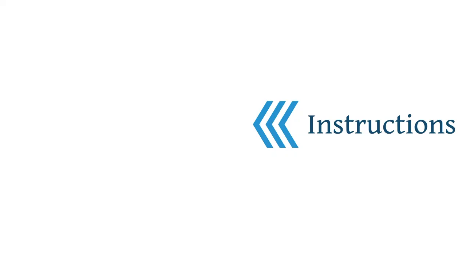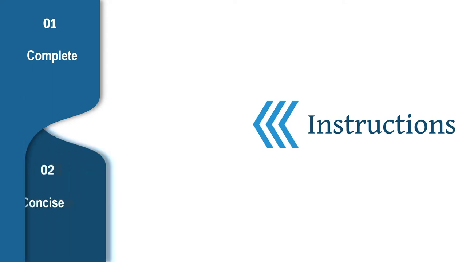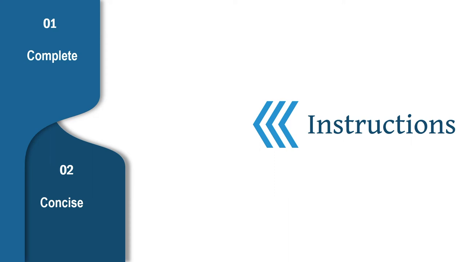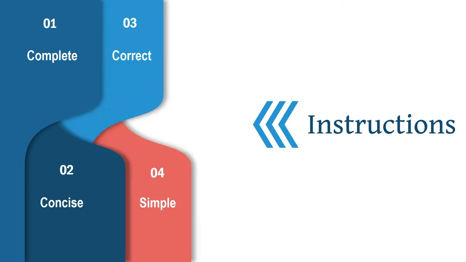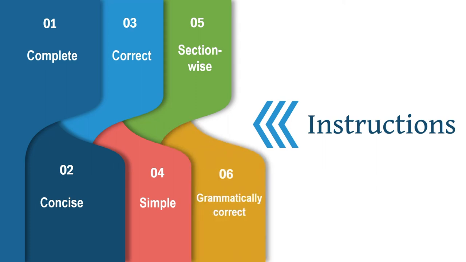Instructions, which are normally given after the general information, need to be complete. They need to be brief. They should not take more time of the learner, and they should be correct and simple, easy to understand. And if there are sections in the question paper and there are separate instructions for each section, then it is better to include instructions section wise. And this also needs to be grammatically correct.